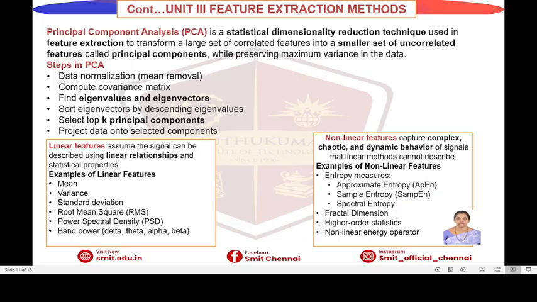So what are linear features here? There will be some linear relationship, and it describes some linear relationship and also statistical properties. Here the examples given for linear features are mean, variance, standard deviation, RMS, and also PSD, and also band power from delta frequency, alpha frequency, theta, and also beta frequency.